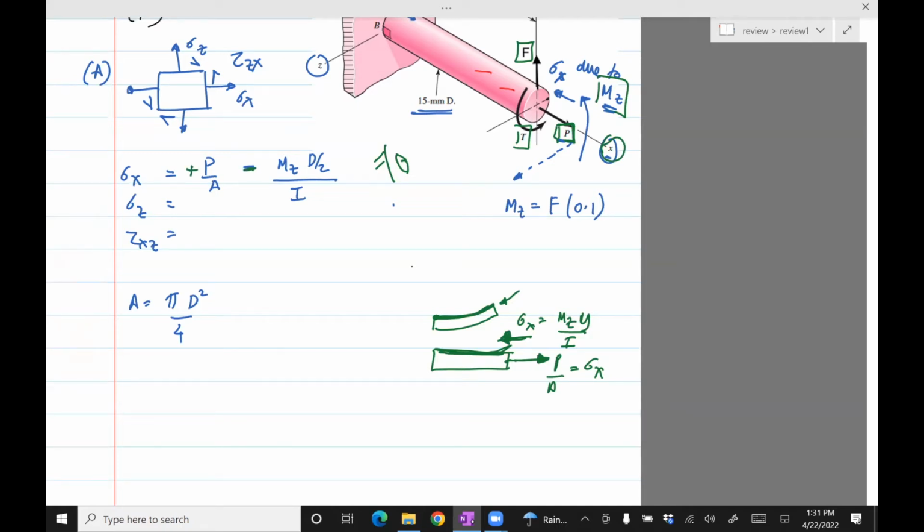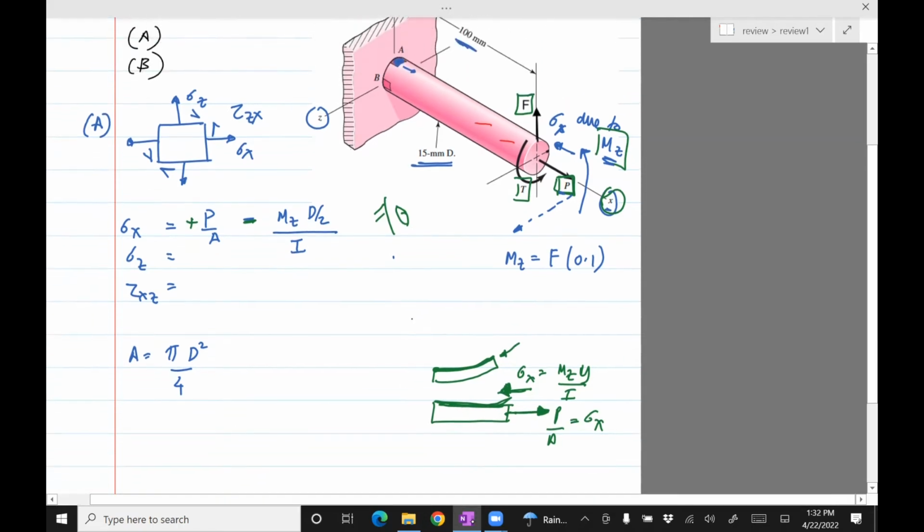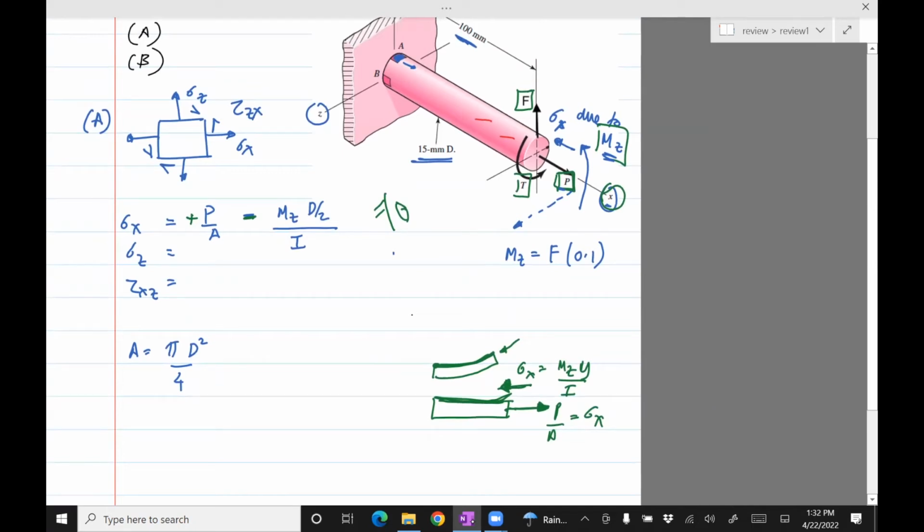So just to follow up, if our location A was on the opposite side, like at the bottom of the beam, then we would have a positive, right? Yes, if A was below, then you're right. This should be a positive.